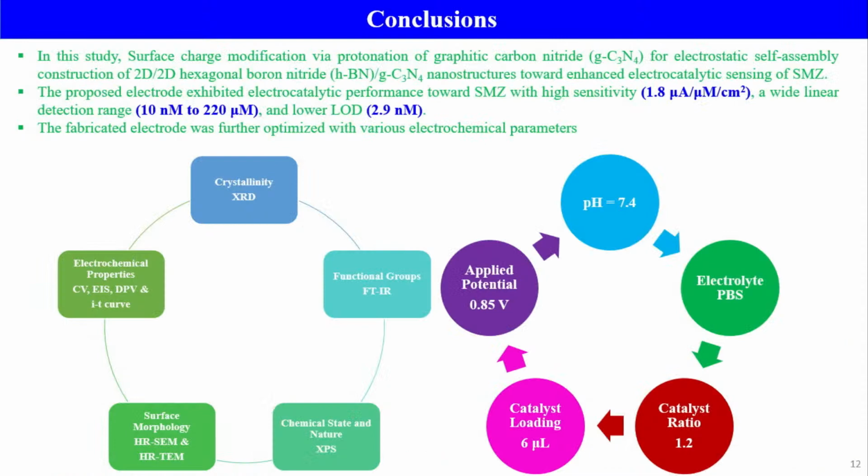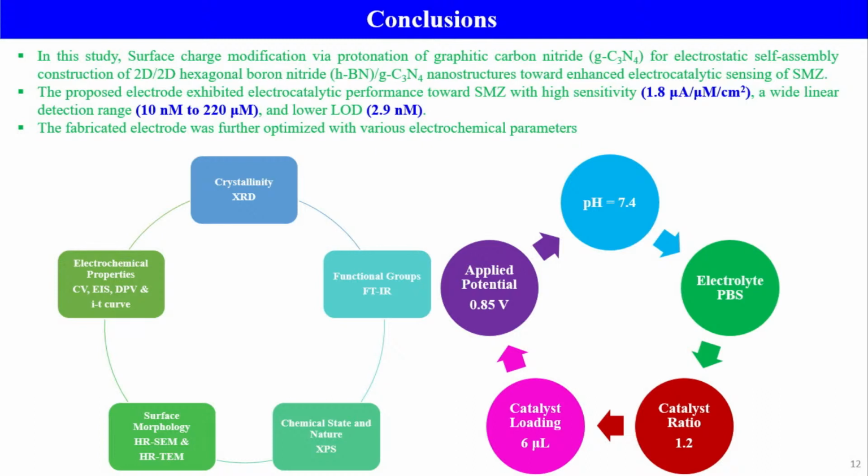From this, I conclude our proposed electrocatalyst is sustainable, metal-free and easy to fabricate, with a detection range from 10 nanomolar to 220 micromolar, a huge current sensitivity of 1.8 microampere, and the lowest limit of detection of 2.9 nanomolar. The synthesized material was characterized by different techniques like XRD, FTIR, Raman, XPS, HRTEM, SEM, and the electrochemical properties were confirmed by cyclic voltammetry, electrochemical impedance spectroscopy, differential pulse voltammetry, and i-t curve techniques.